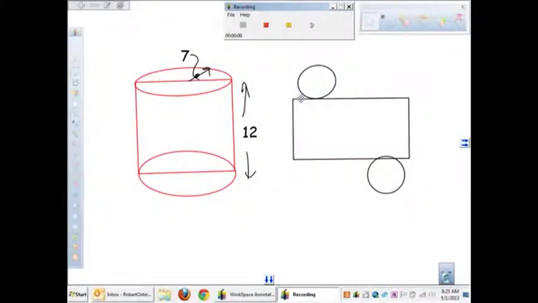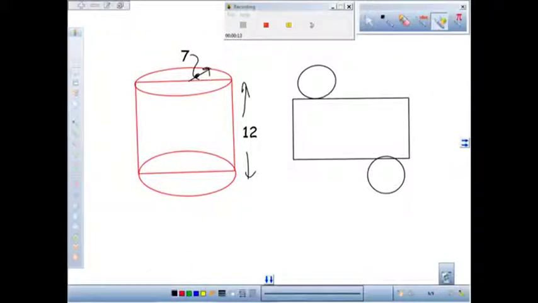Our next example is to find the surface area of a regular cylinder. Now this cylinder has a radius of 7 and a height of 12. You always want to be very careful to be sure that you're talking about the radius and that you're not talking about the diameter. Diameter goes all the way across. Radius is just a portion of that.